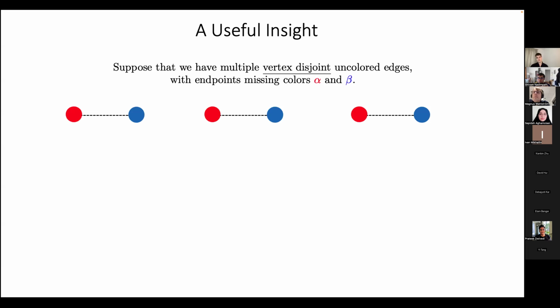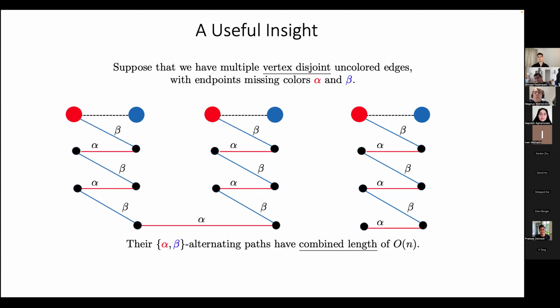Okay, and one useful insight that we will be using throughout this talk to speed up our algorithm is the observation that if we have lots of uncolored edges in different parts of the graph, and they're all missing the same colors at the endpoints, and we consider all of these blue-red alternating paths coming out of all of these edges simultaneously, we can show that the combined length of all of them is going to be big O of n, right?